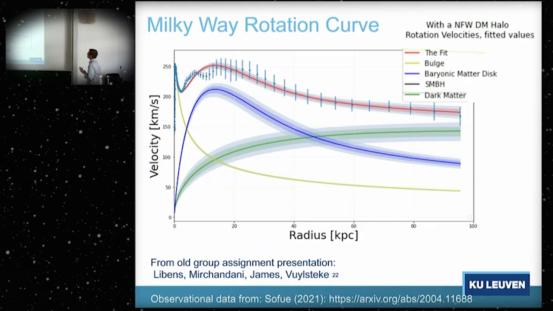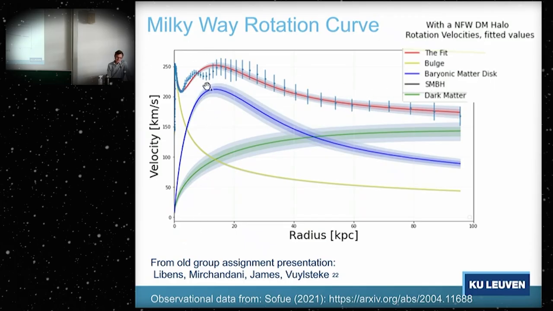Now, here is the rotation curve. This I showed during the first lecture. This is actually from an old group assignment in this course, where they took some observational data, downloaded it, and then made a model of, well, in this case, some baryonic matter disk. We have a bulge, the supermassive black hole. You don't really see it here. And then you have the dark matter halo. And of course, the key point from this is the observed rotation curve, to high radii in the Milky Way, so far out.